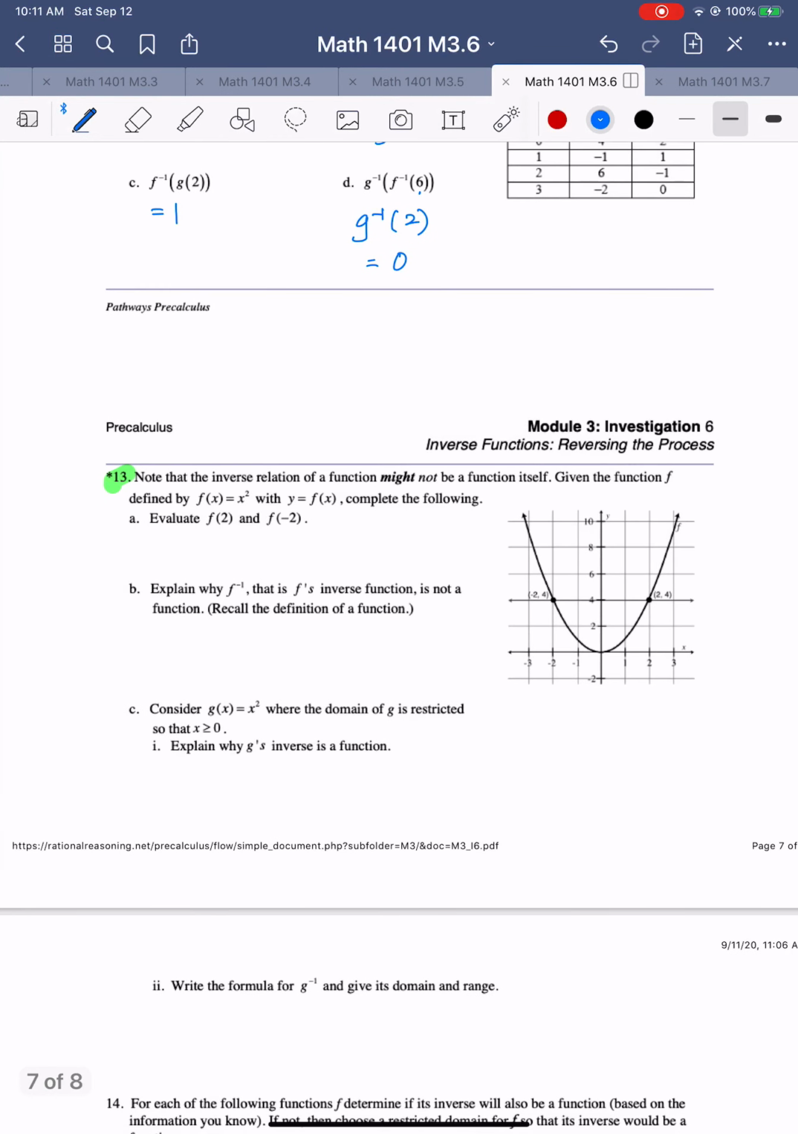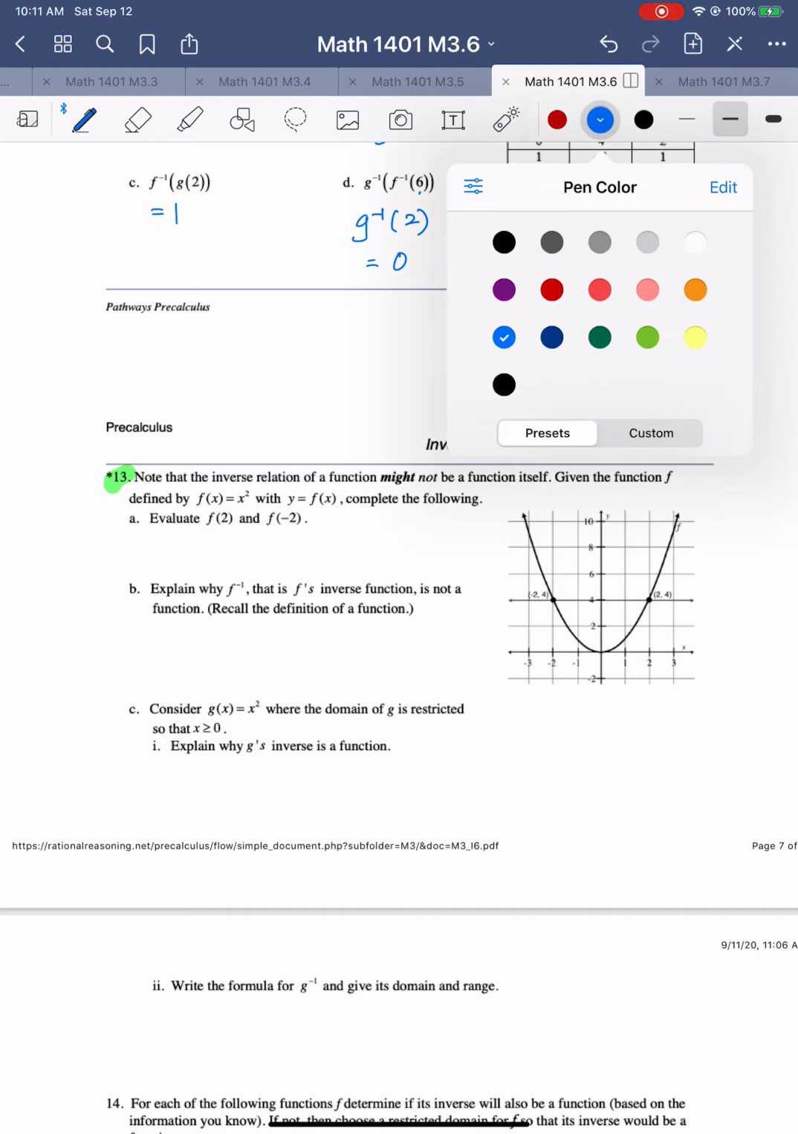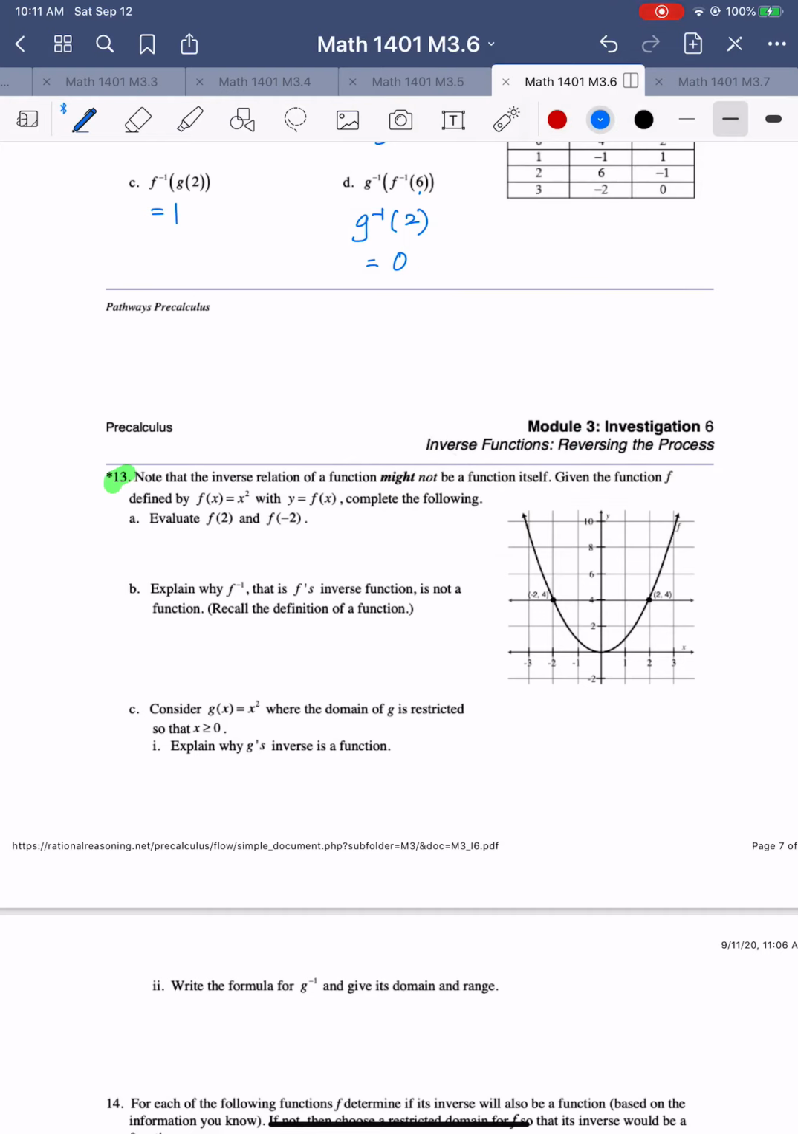Alrighty, number 13. Note that the inverse relation of a function might not be a function itself, because you know the definition of a function, right? In order to be a function, each of the x values has to correspond to exactly one value of y, okay? So let's do the parabola f of x equal to x squared that we got here, okay? So we want to evaluate. So what is f of 2? I'm using the graph, okay? You can use the equation too if you want.